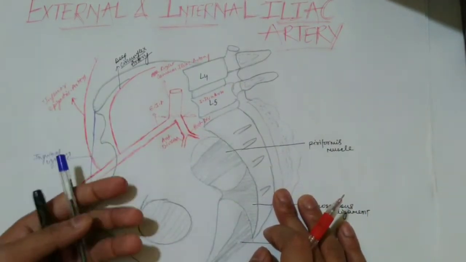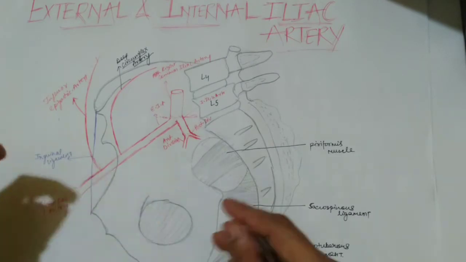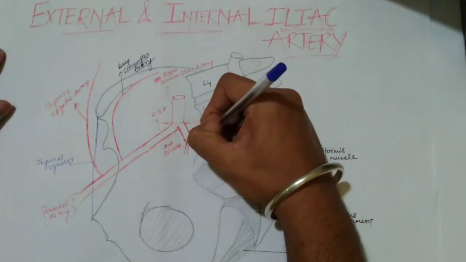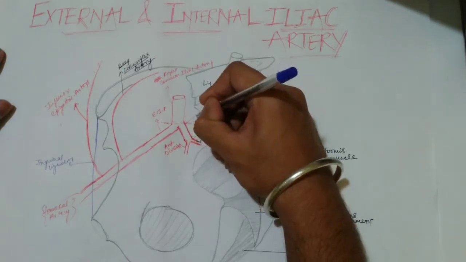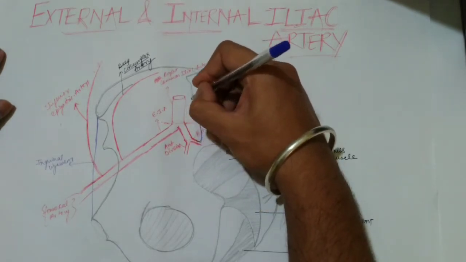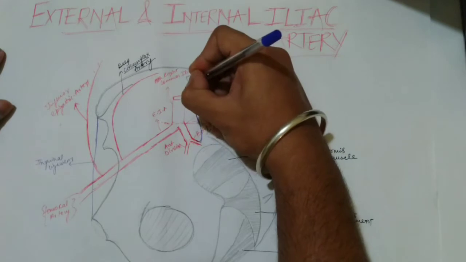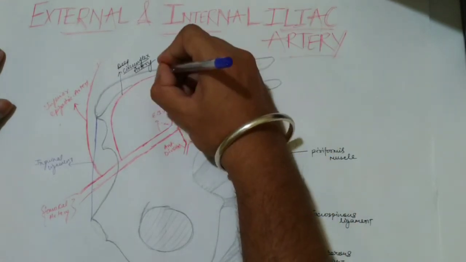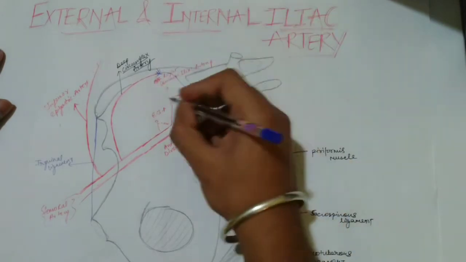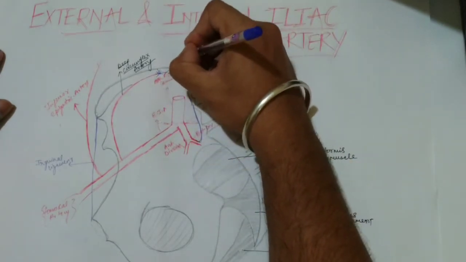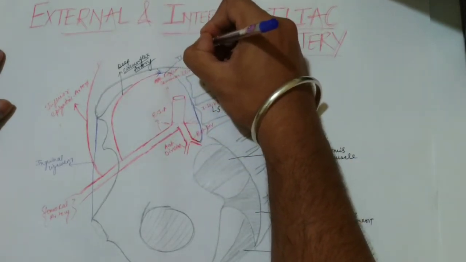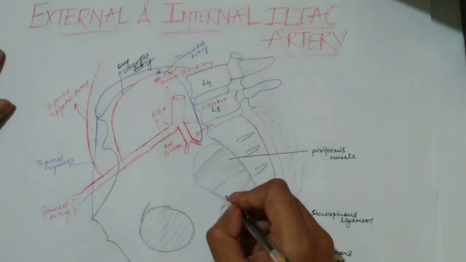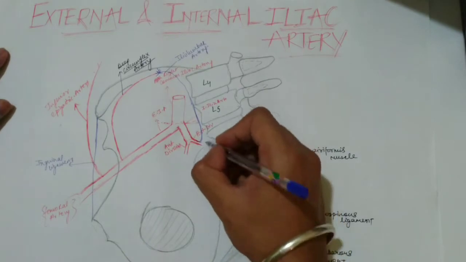So the first branch is your iliolumbar artery. From here, on the upper side, it goes backward and parallel to your lumbar vertebrae and supplies them also, and it does anastomosis with your deep circumflex artery here. So here it is anastomosis, and this artery is your iliolumbar artery. This is the first branch from your posterior trunk.